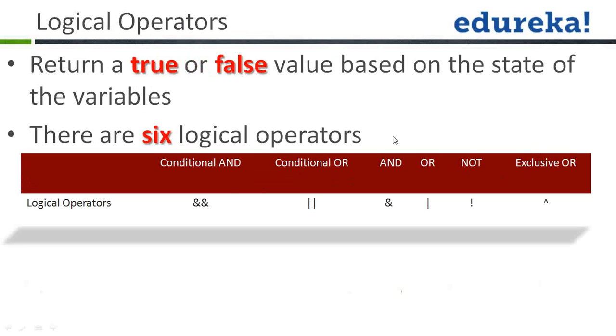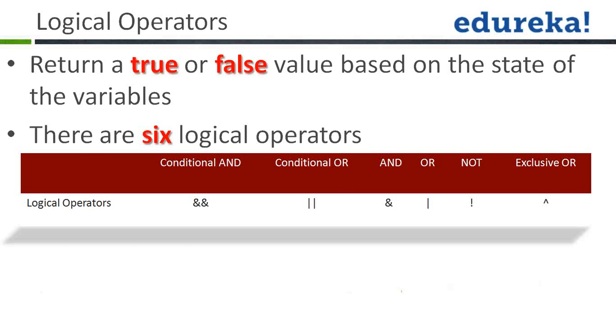Okay, then moving on, I come to logical operators now. It returns a true or false value based on the state of the variables. Now there are 6 logical operators, namely conditional AND, conditional OR, AND, OR, NOT operator, and exclusive OR operator. Conditional AND, conditional OR, and exclusive OR work on 2 conditions, and if you have 2 conditions, we can make 4 cases.